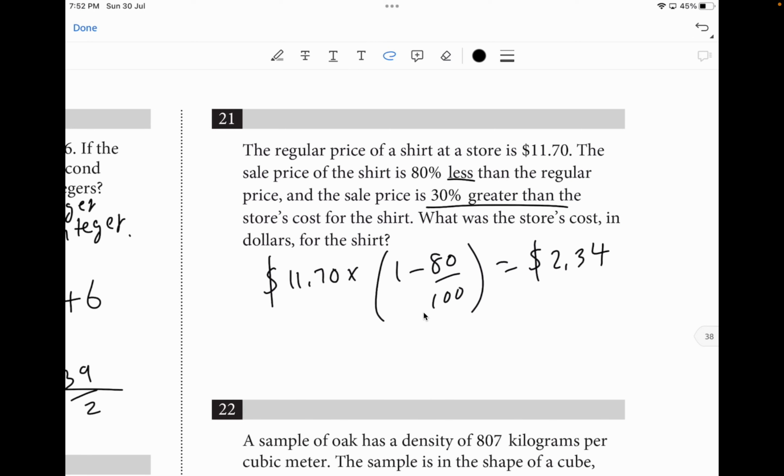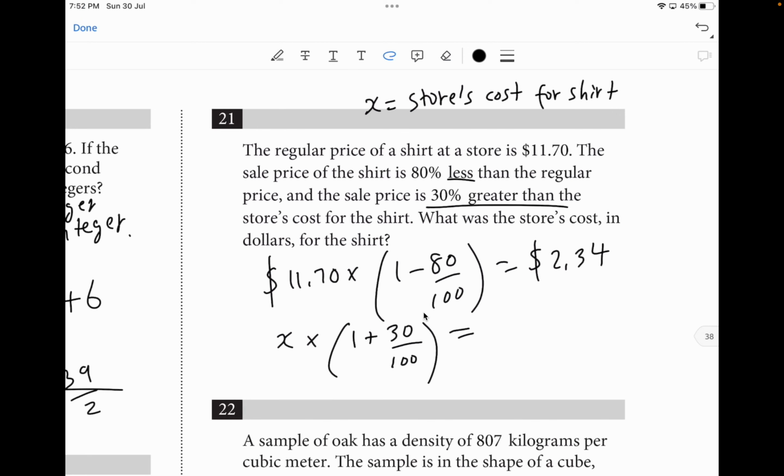So what we're going to be doing is we're going to put X, which is equivalent to the store's cost in dollars for the shirt, which is X times 1 plus 30 divided by 100, which is equivalent to $2.34. When you substitute all of this, 1 plus 30 divided by 100, you get a value in your calculator, and you're going to be dividing by that.